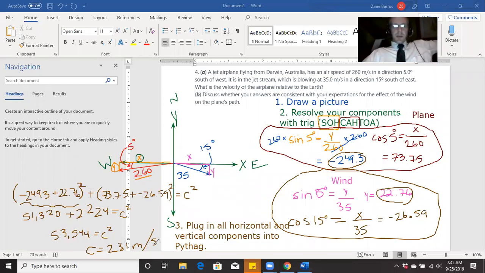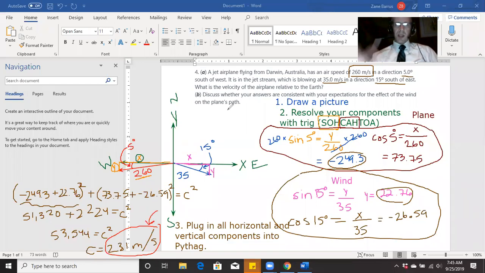Let's give you some context of the problem. The plane was trying to fly 260 meters per second in this direction, 5 degrees south of west. But the wind is countering its motion by blowing 35 meters per second in direction 15 degrees southeast. So the plane's final speed, after trying to push against that wind, is our answer, 231 meters per second. That's how fast the plane is actually traveling, despite its efforts to travel at 260 meters per second. That's basically how you answer part A. Part A said, what is the velocity of the plane relative to the Earth? It's 231 meters per second.